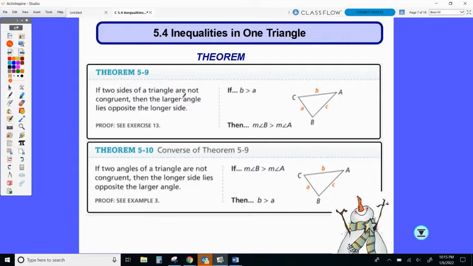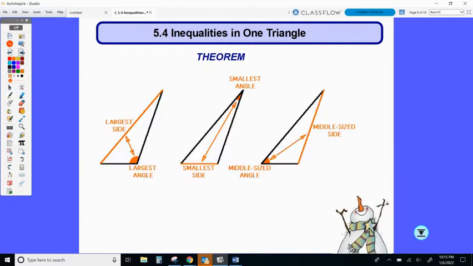So if two sides of a triangle are not congruent, then the larger angle lies opposite the longer side. That basically means if I don't have any isosceles triangles, all the angles have to be different sizes. If two angles of a triangle are not congruent, then the longer side lies opposite the larger angle. That's basically saying it happens with either the side or the angle. Okay, and so those are our two inequality theorems.